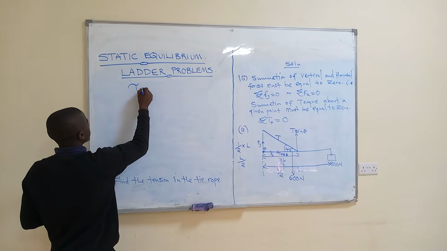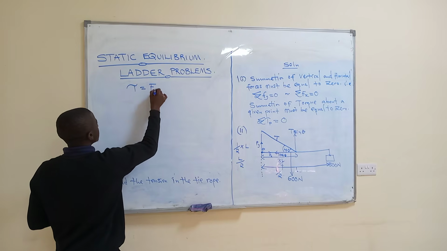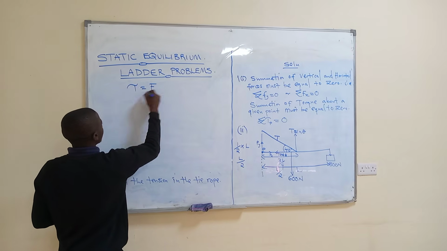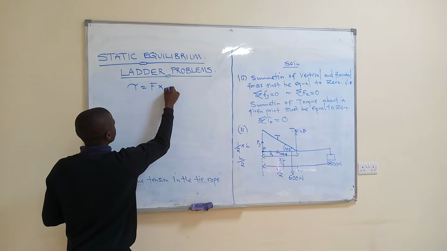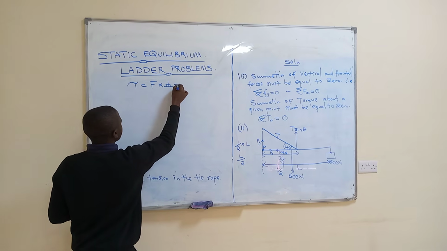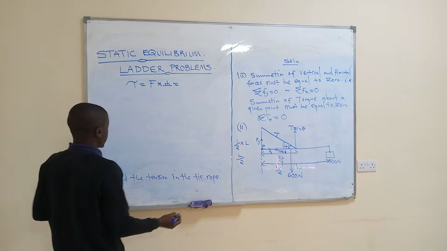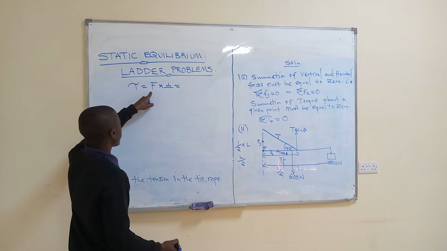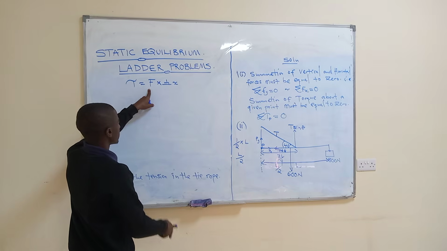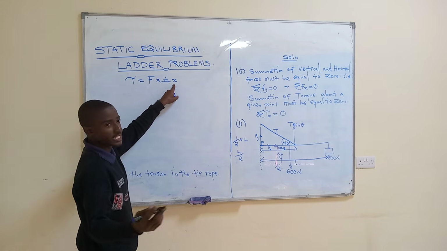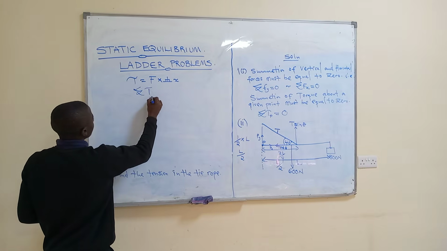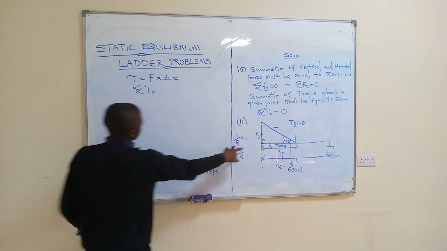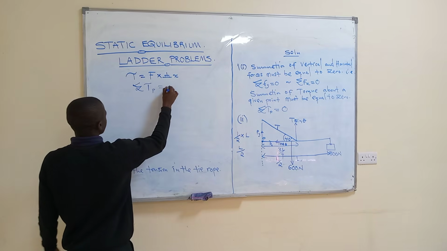You know to say, torque is calculated by force, the product of force times what? The perpendicular distance. So what you're going to do is multiply the force applied by that object with the perpendicular distance. So summation of torque about a pivot, in that case P, is equal to 0.